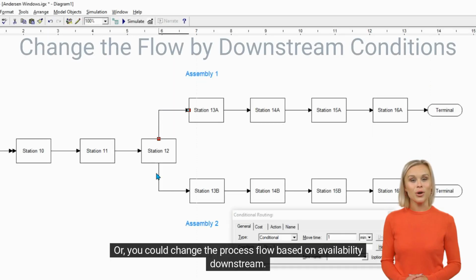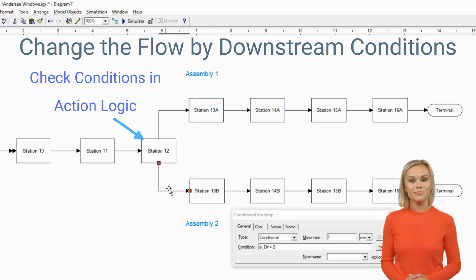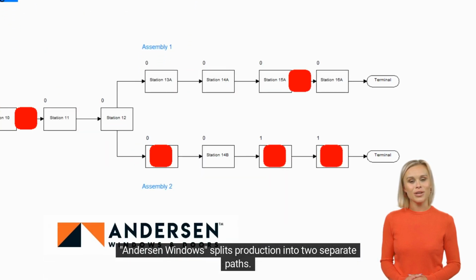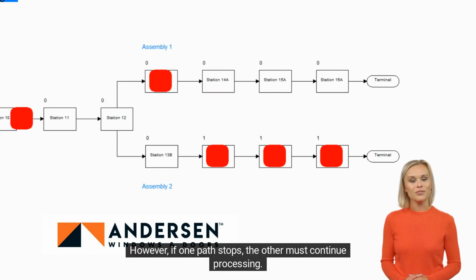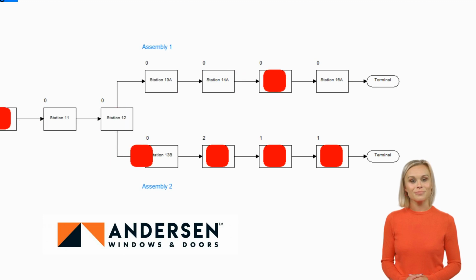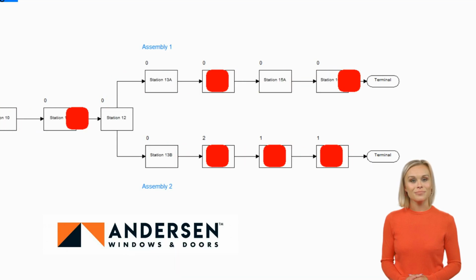Or you could change the process flow based on availability downstream. Anderson Windows splits production into two separate paths. However, if one path stops, the other must continue processing. Conditional routes are great for changing the flow based on downstream checks.